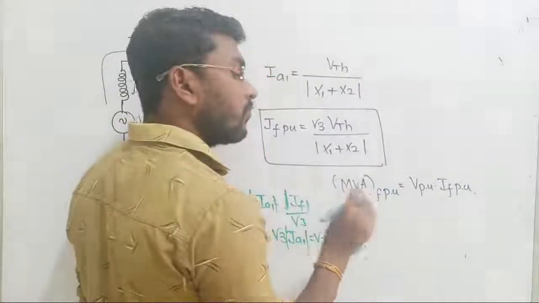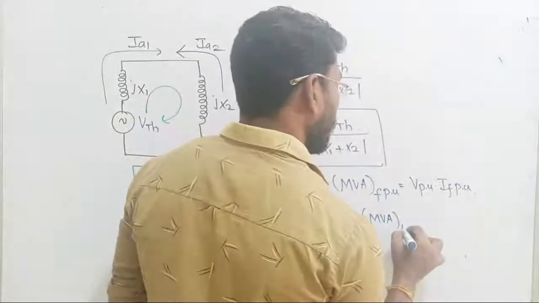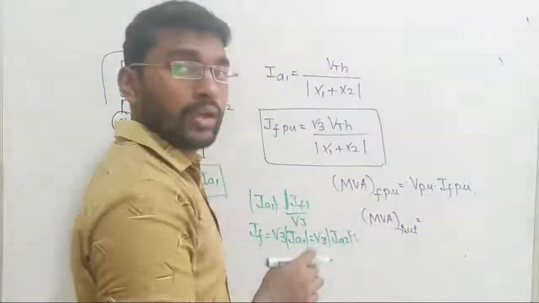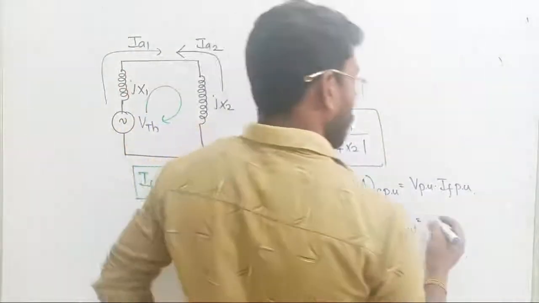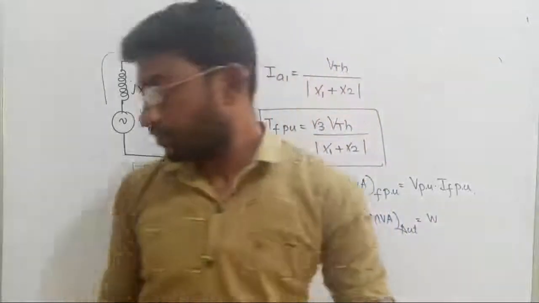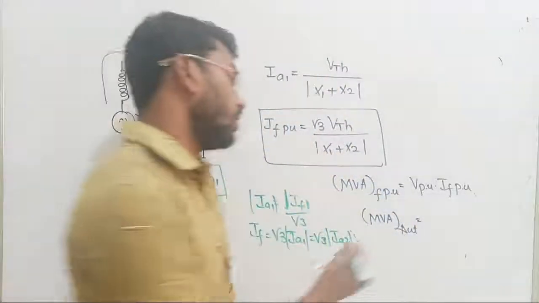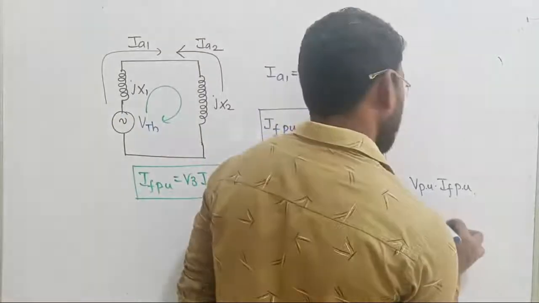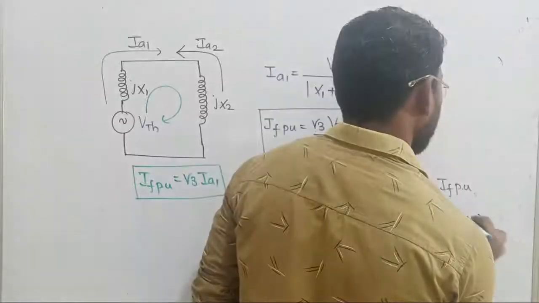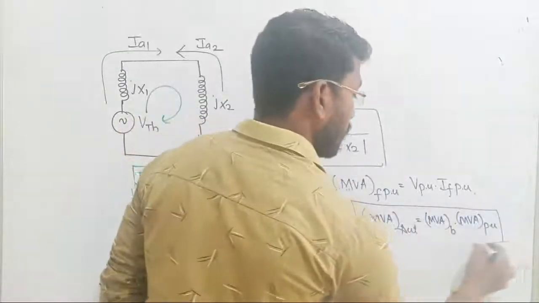Once you know the value of fault MVA in per unit, then how will you proceed further? The actual MVA rating should be equal to base MVA into fault MVA, right? Such that MVA should be equal to MVA base into MVA in per unit, right? So MVA base into MVA in per unit. That's all. That is how we are estimating the value of MVA also, right?